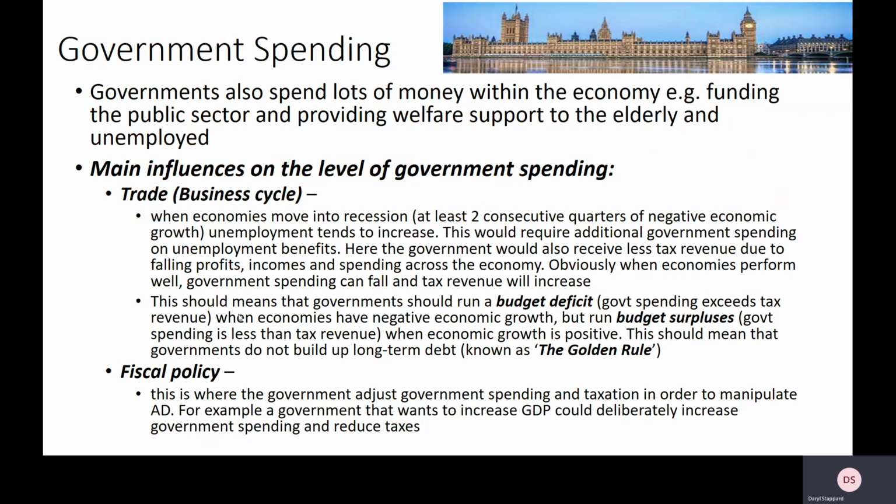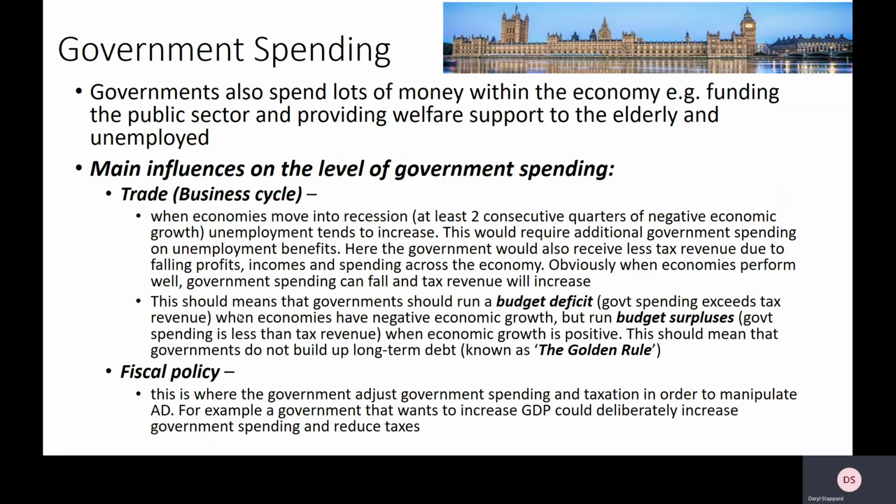Now, just a few more key terms to note from this, though. When the level of government spending exceeds the level of taxation, we call this a budget deficit. So governments spend more than what they get back from taxes.